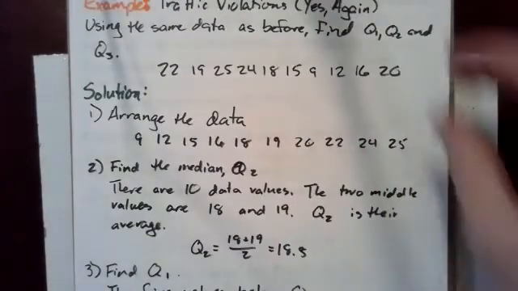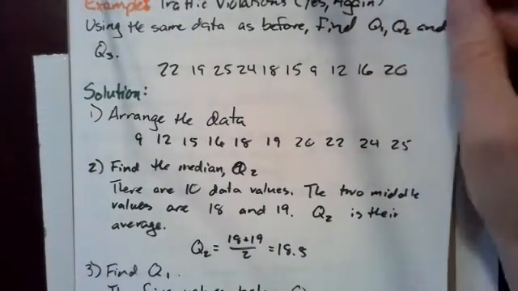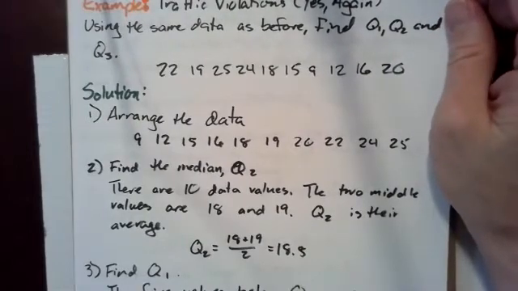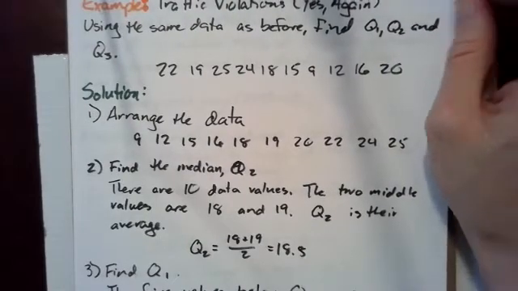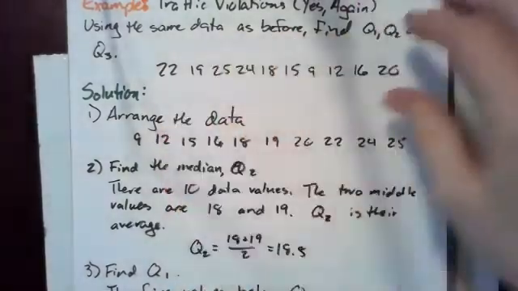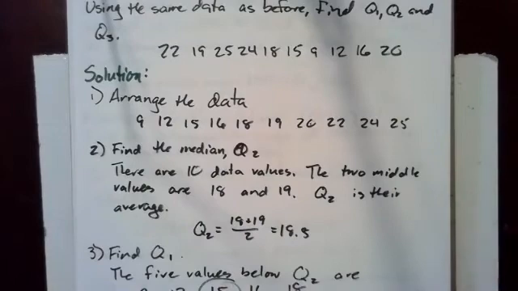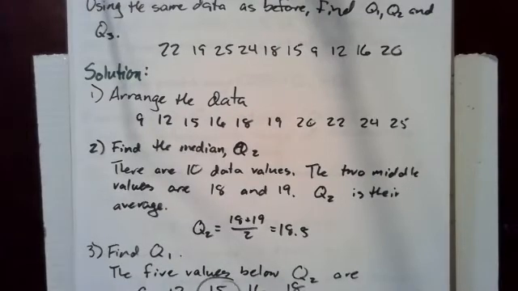So, for example, traffic violations. Again, using the same data as before, find Q1, Q2, and Q3, and here is our data. So we're going to first arrange the data as we did twice before, 9, 12, 15, et cetera, and then we find the median of that data. There are 10 data values. The 2 middle values are 18 and 19, and Q2 is their average. So Q2 is 18 plus 19 over 2, which is 18.5.